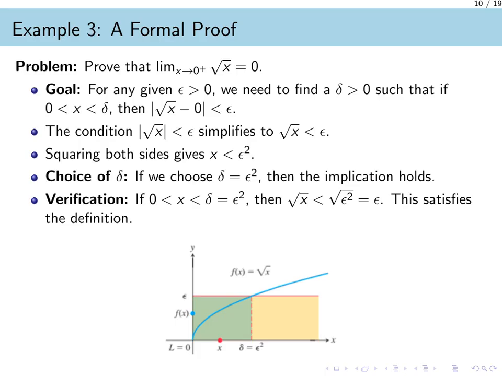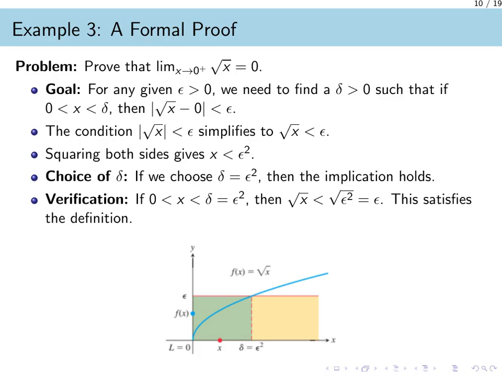Our goal is to show that for any given positive epsilon, we can find a corresponding positive delta such that if x is between 0 and delta, then the function's value is within epsilon of the limit. We start with the conclusion we want, which is that the square root of x must be less than epsilon. To see what condition this imposes on x, we can square both sides of that inequality, which tells us that x must be less than epsilon squared.